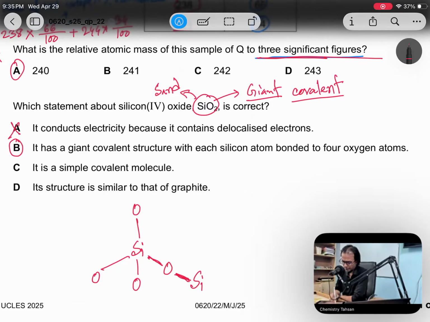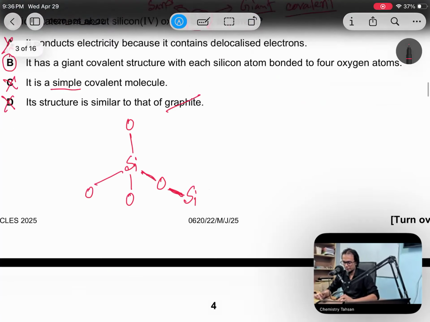So this should be absolutely correct. It is a simple covalent? No, it is a giant covalent, as I said. And its structure is similar to that of graphite? No, the structure should be similar to that of diamond. So B should be the only correct answer here.